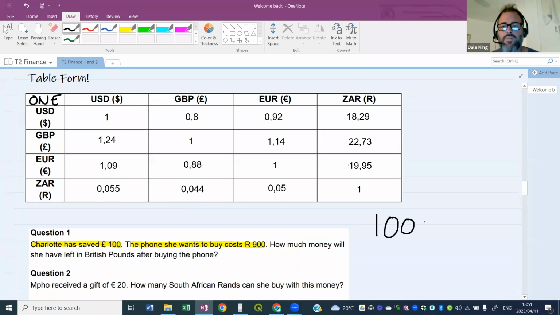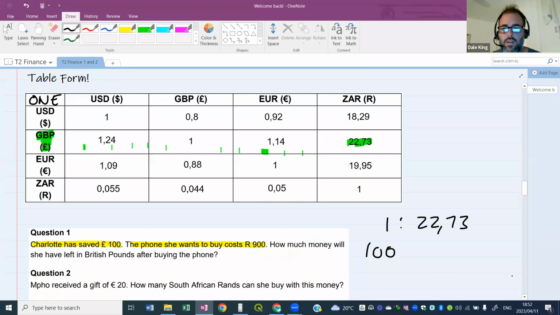So she's got £100. That needs to change into rands. Okay, so we're going to use the exchange table here. We're going to take our pounds, which is here on the left, £1, and we go all the way across to the rands, and we can see there are 22,73 rand. So £1 is 22,73. So I'll write the ratio out for you. So 1 is to 22,73, but she has 100. So how many rands will that give her?